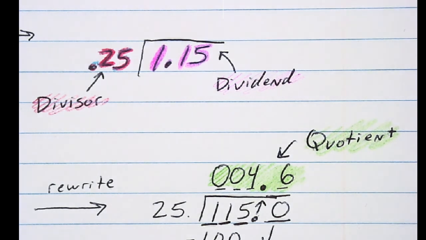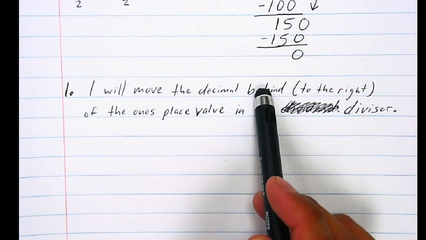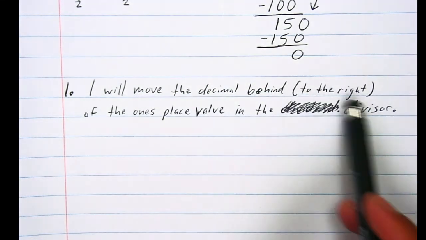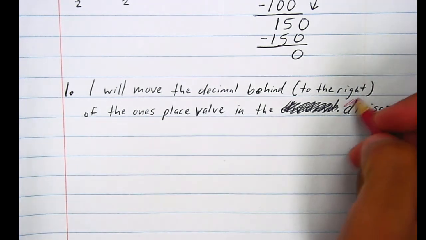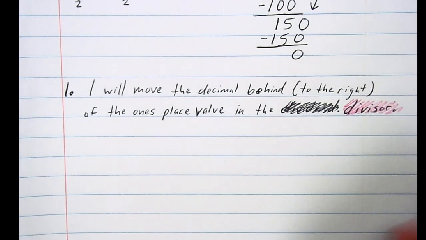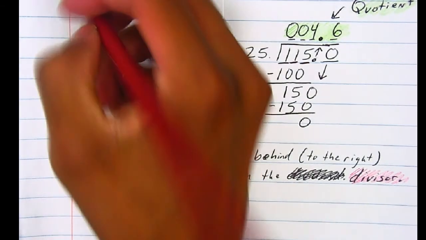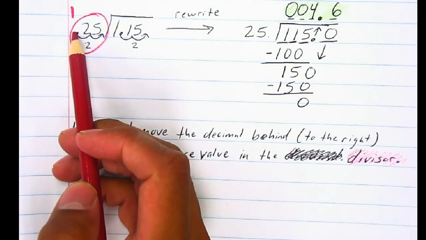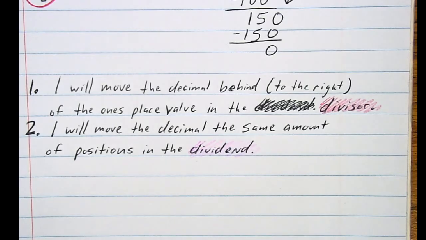Alright, so now we're going to write out our steps once you've labeled your problem completely there. Our very first step is I will move the decimal behind. And when I say behind, I mean to the right of the ones place in the divisor. I'm going to color that part red, so that way you can look on your notes. The divisor I'm talking about is this first number. So that's step 1: move the decimal behind the ones place in the divisor.